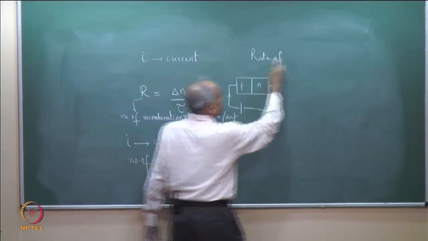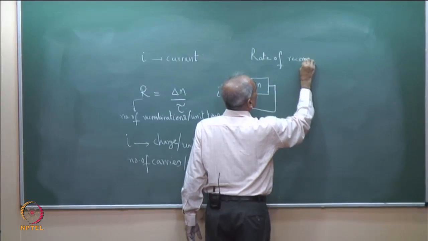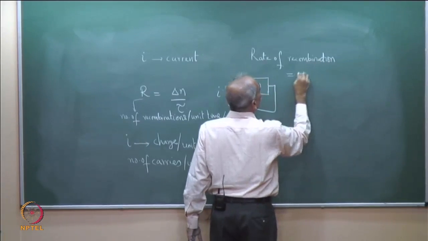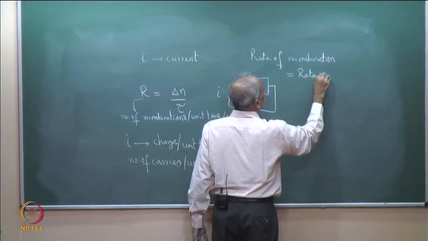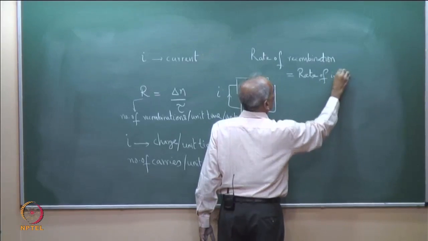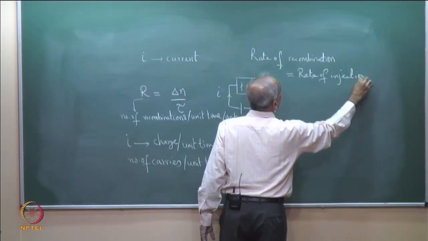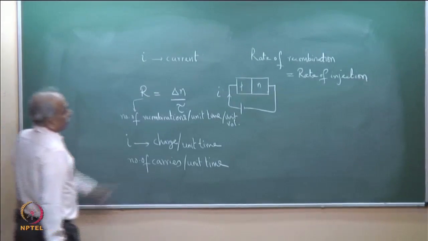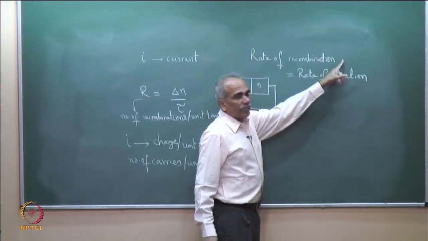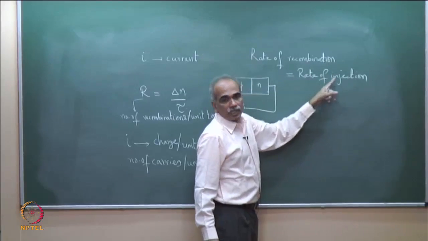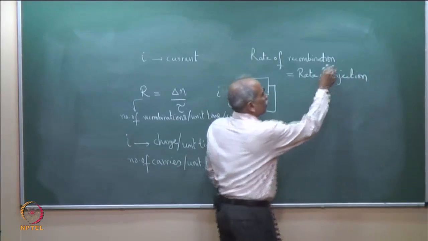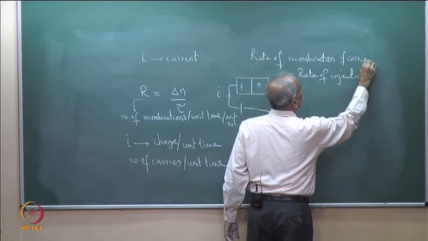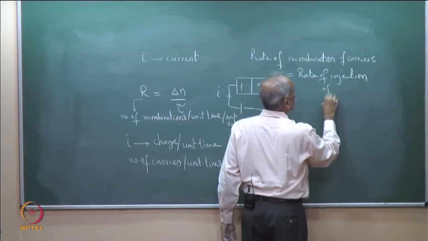So, rate of recombination is equal to rate of injection. This is the important point. Rate of recombination of carriers equal to rate of injection of carriers. Please see, this is the basic definitions, injection of carriers.